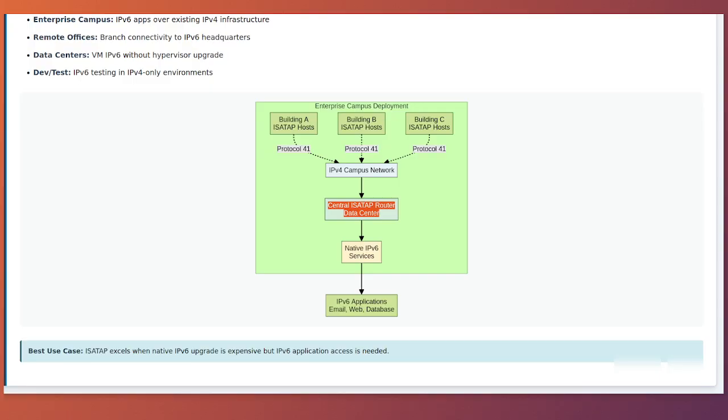Testing and development environments frequently use ISATAP. Developers building IPv6 capable applications need IPv6 connectivity for testing, but the development network might be IPv4 only. Setting up a local ISATAP router provides developers with IPv6 access without requiring network team involvement to reconfigure production infrastructure. This allows rapid provisioning of test environments and experimentation with IPv6 features. The isolated nature of ISATAP also means that development IPv6 traffic is kept separate from any production IPv6 networks.